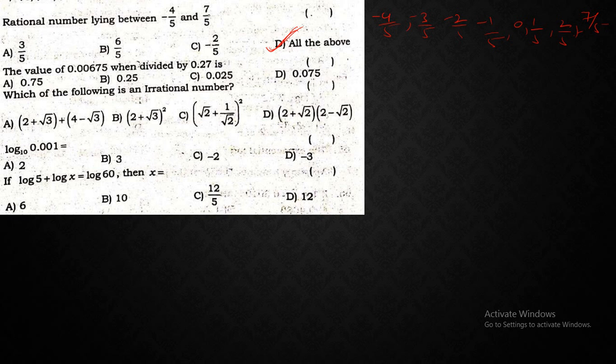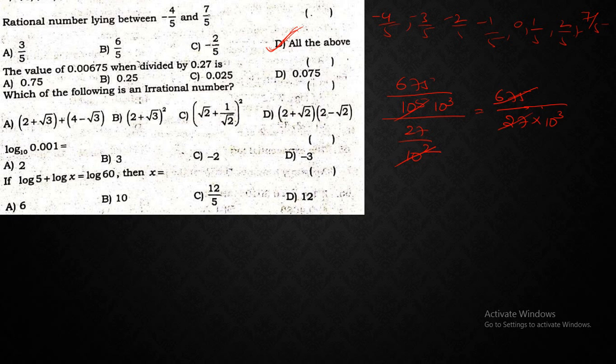So from this what can I say? All the above. Next, the value of 0.00675 when divided by 0.27. How can I write 0.00675? It is 675 divided by 10 power 5, since after the decimal point there are 5 places, divided by 0.27. I can write 0.27 as 27 by 10 power 2. Now 10 power 5 and 10 power 2, I can cancel 10 power 2, leaving 10 power 3. So from this I am going to get 675 divided by 27 into 10 power 3.